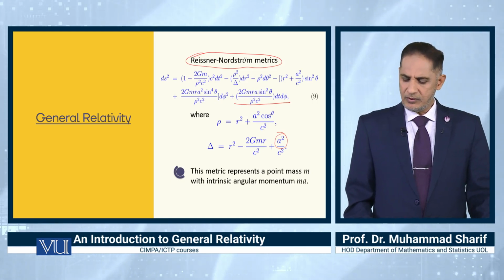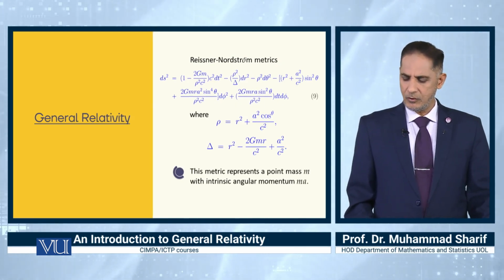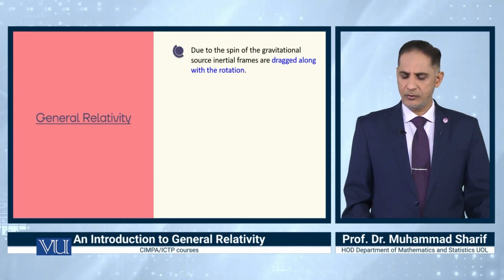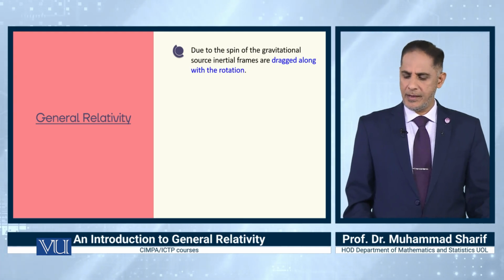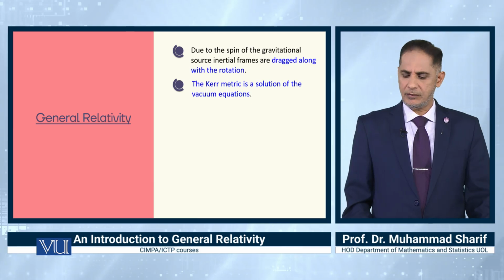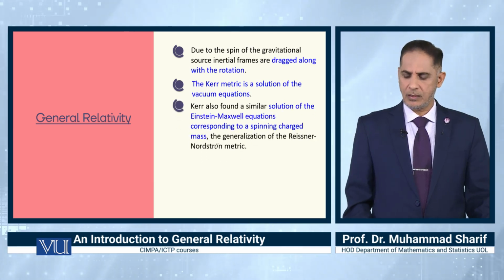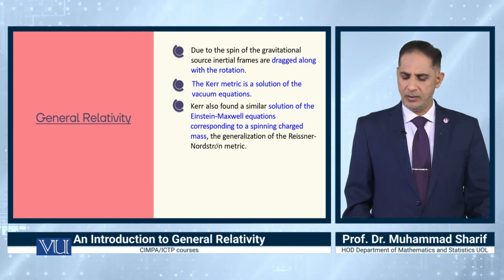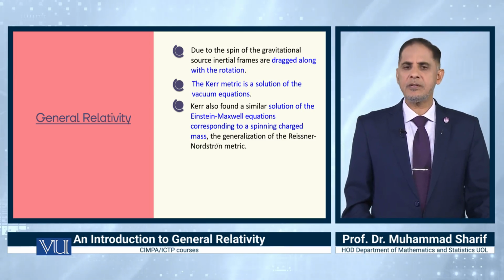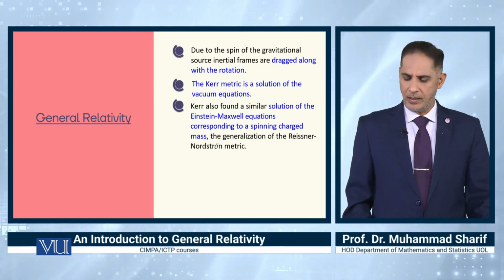This metric represents a point mass with intrinsic angular momentum Ma. Due to the spin of the gravitational source, inertial frames are dragged along with the rotation. The Kerr metric is the solution of the vacuum equation. Kerr also found a similar solution of the Einstein-Maxwell equations corresponding to a spinning charged mass. This is the generalization of the RN metric.